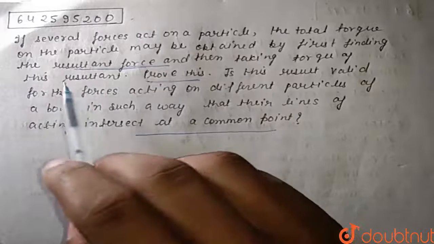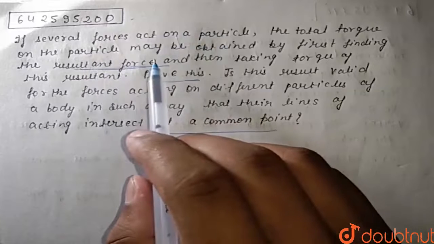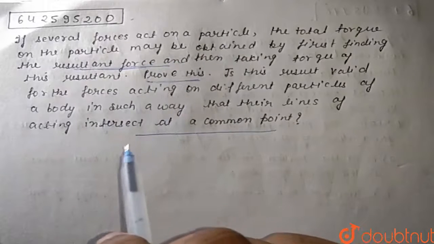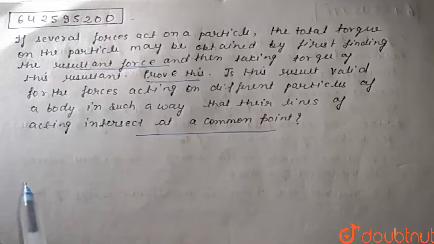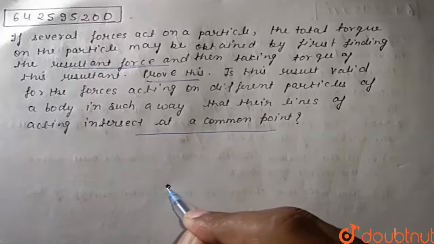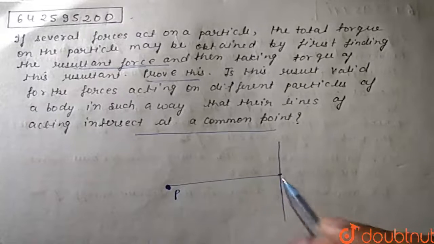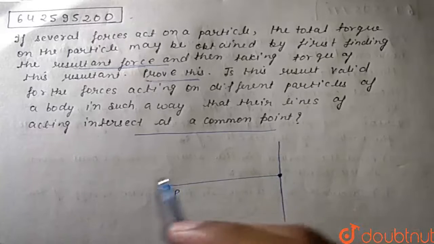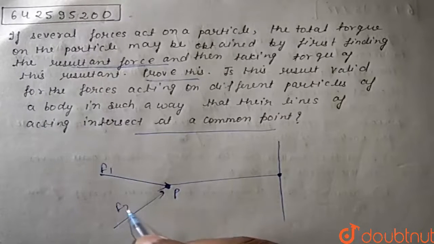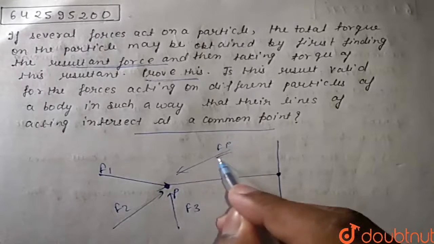So the first part is saying that we have several forces acting on a single particle, and the total torque on the particle we can obtain by adding the forces to get the resultant and then taking the torque of this resultant by the formula of torque. Now suppose this is point P at which all forces are acting, and this is the axis of rotation. Now let's suppose this is force F1, this is F2, and this is Fi, a general force.